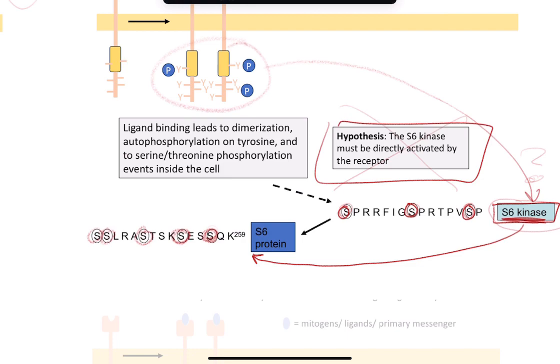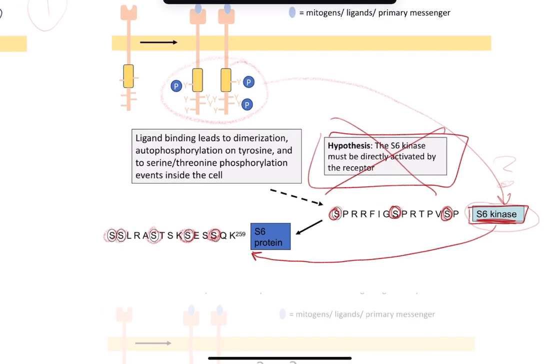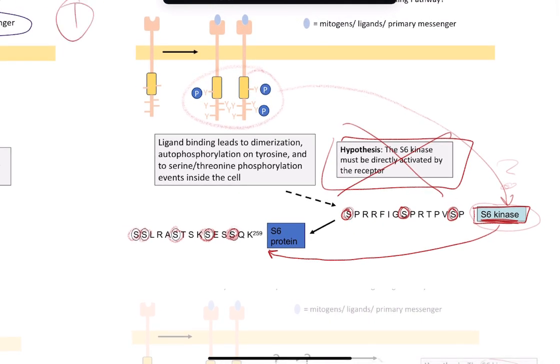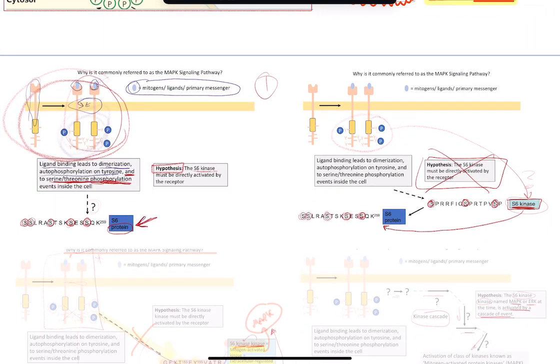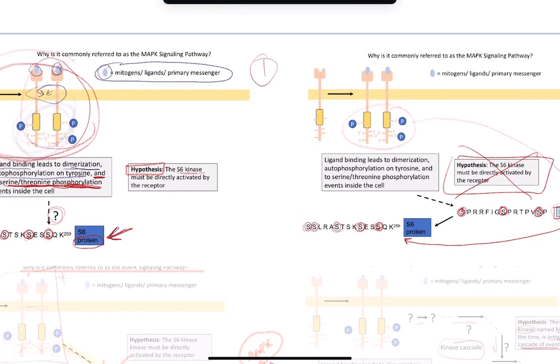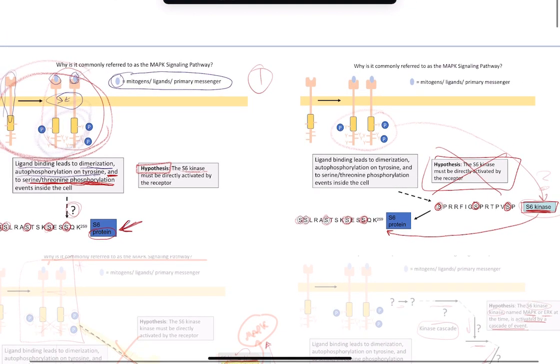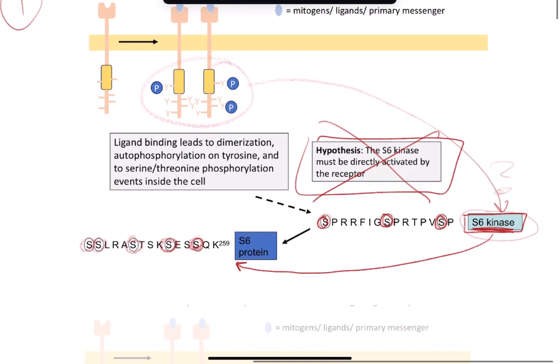The S6 kinase must be directly activated by the receptor. No, it must not be. Wrong. Because the tyrosine receptor is still a tyrosine receptor. Here in the first hypothesis, they thought the S6 protein must be activated or phosphorylated by the receptor. Wrong. So their next hypothesis is, we isolated the S6 kinase, and we know this S6 kinase is phosphorylating these serines on the S6 protein. But what is turning it on? What is phosphorylating the S6 kinase?